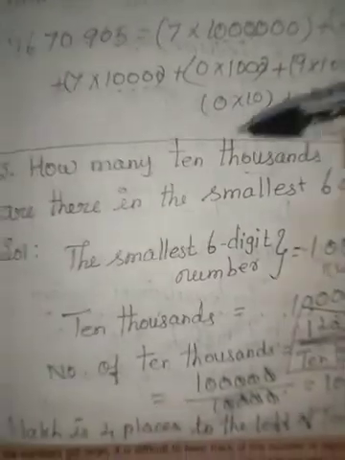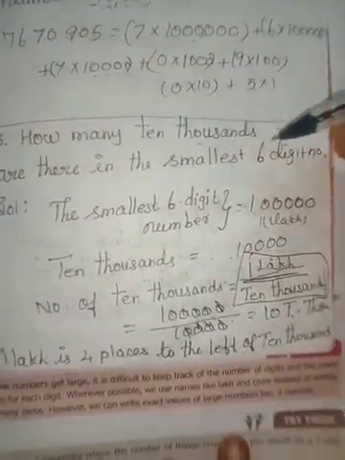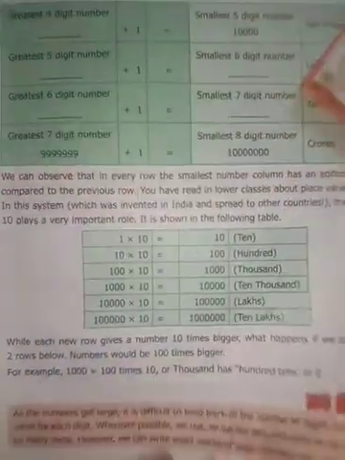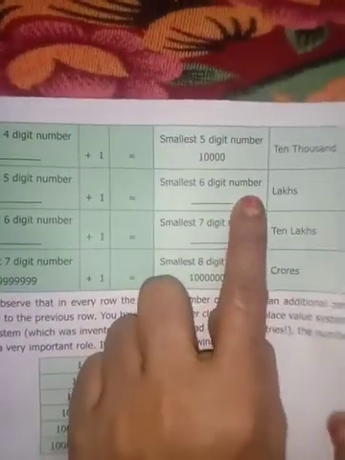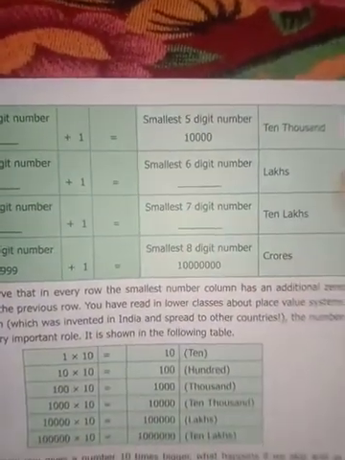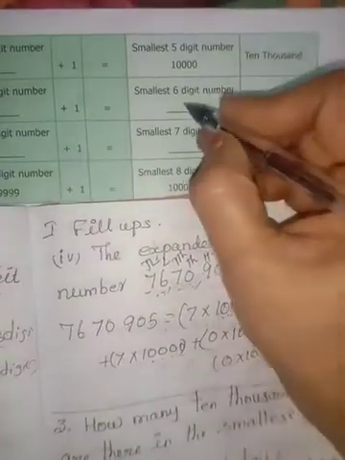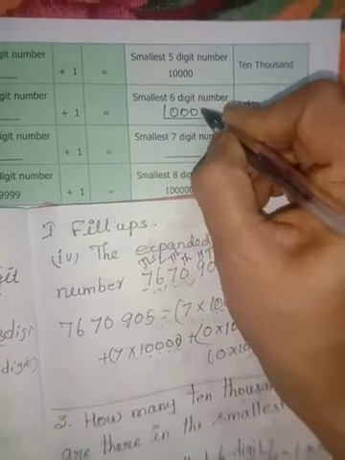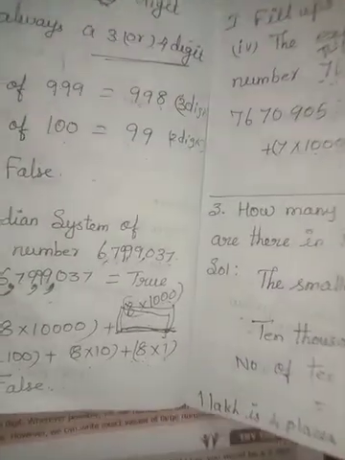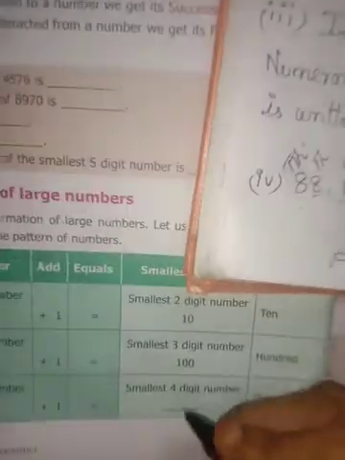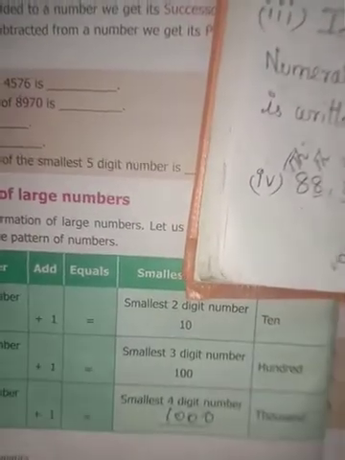Coming to the next one, how many 10,000 are there in the smallest 6-digit number? So I already told you, you must know these two tables. What is the smallest 6-digit number? Lakhs. Okay. In the smallest 6-digit number, we are having 5 zeros. In 1000, we are having 3 zeros. In 10,000 we are having 4 zeros.